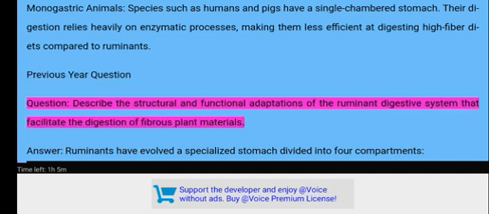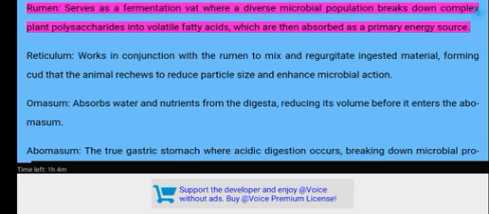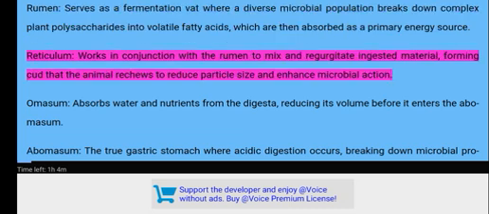Previous year question. Question. Describe the structural and functional adaptations of the ruminant digestive system that facilitate the digestion of fibrous plant materials. Answer. Ruminants have evolved a specialized stomach divided into 4 compartments. Rumen serves as a fermentation vat where a diverse microbial population breaks down complex plant polysaccharides into volatile fatty acids, which are then absorbed as a primary energy source.